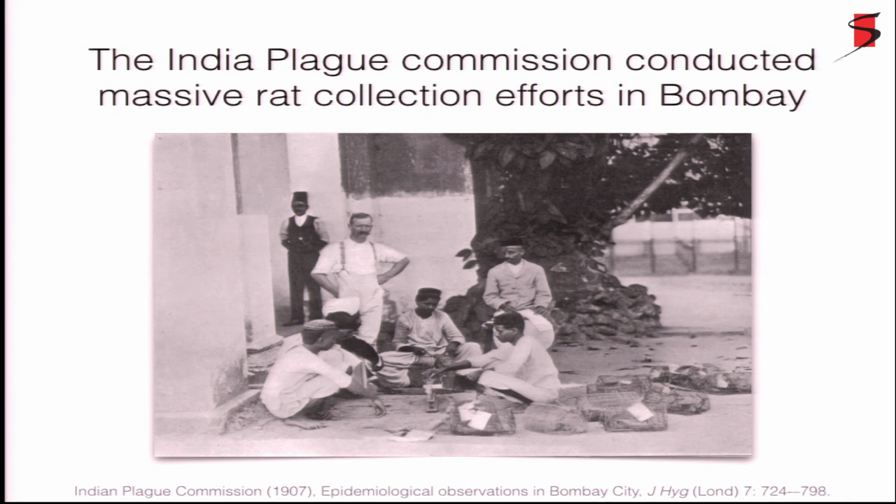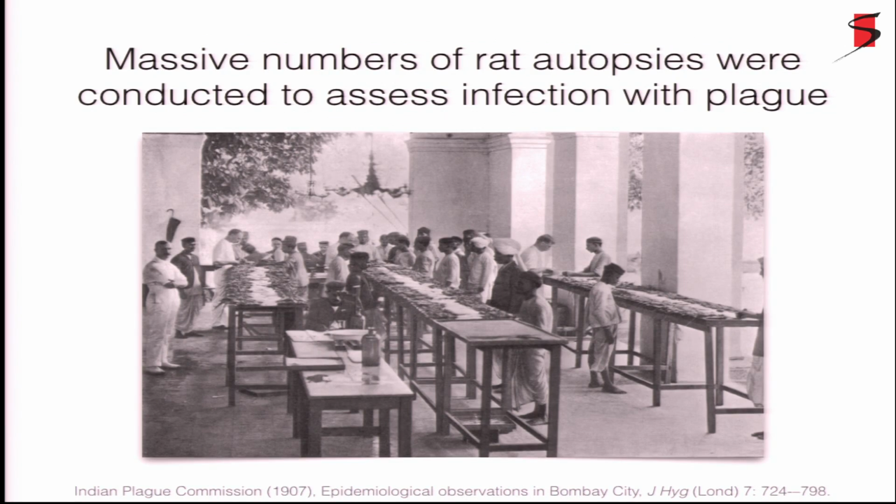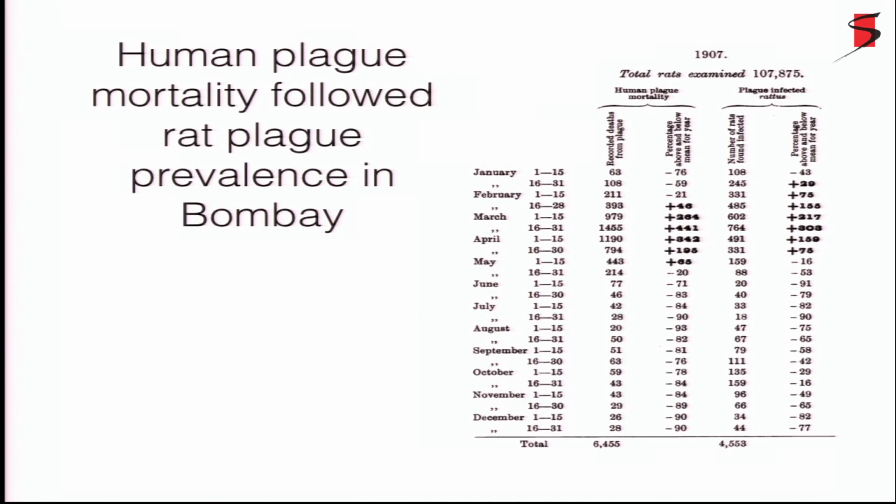The India Plague Commission also conducted massive rat collection efforts in Bombay to try to understand what was going on, and they had all of the colonial power to do this. And you can see here the many collectors coming with the cages that they bring, and then in the back you see one autopsy table. This is just an amazing display of effort here. What they did was autopsy all of these rats to figure out whether or not they had plague, and managed to collect these enormous data sets.